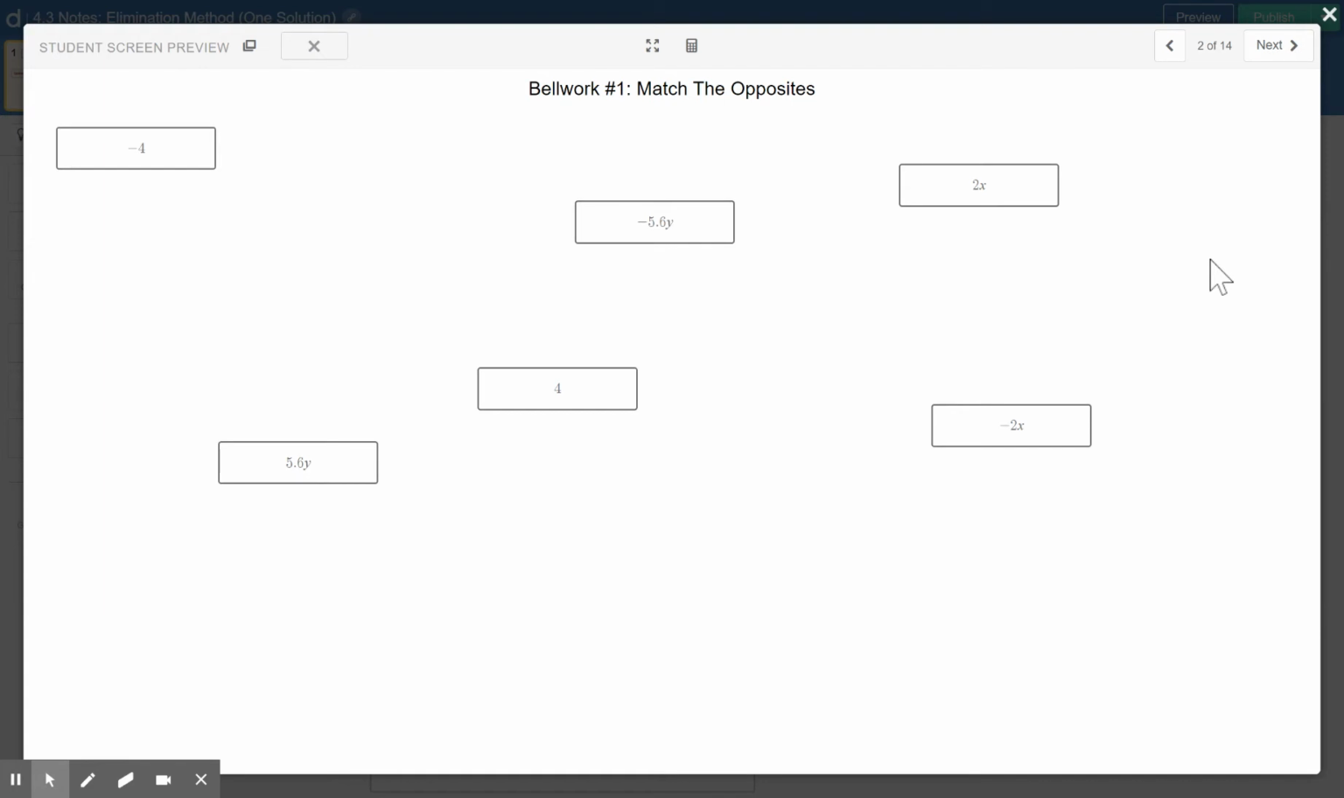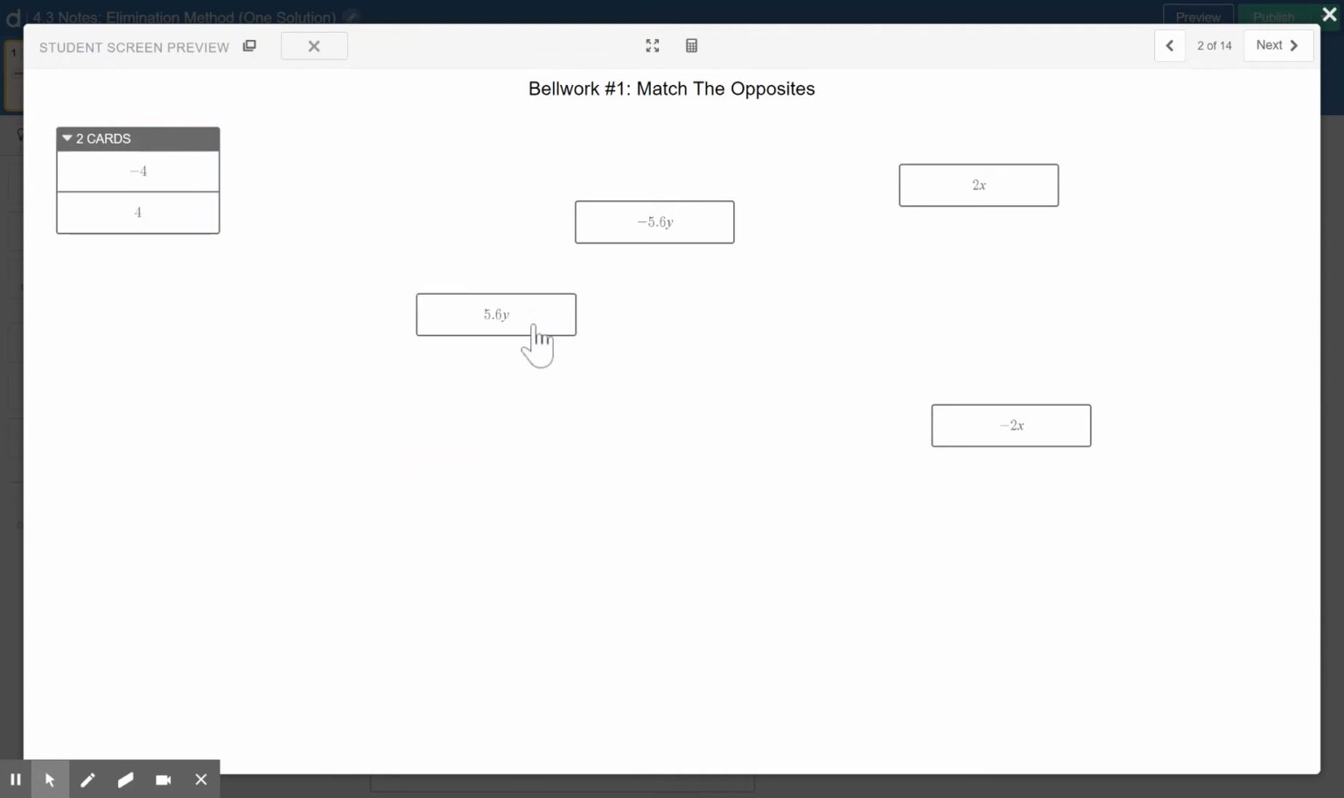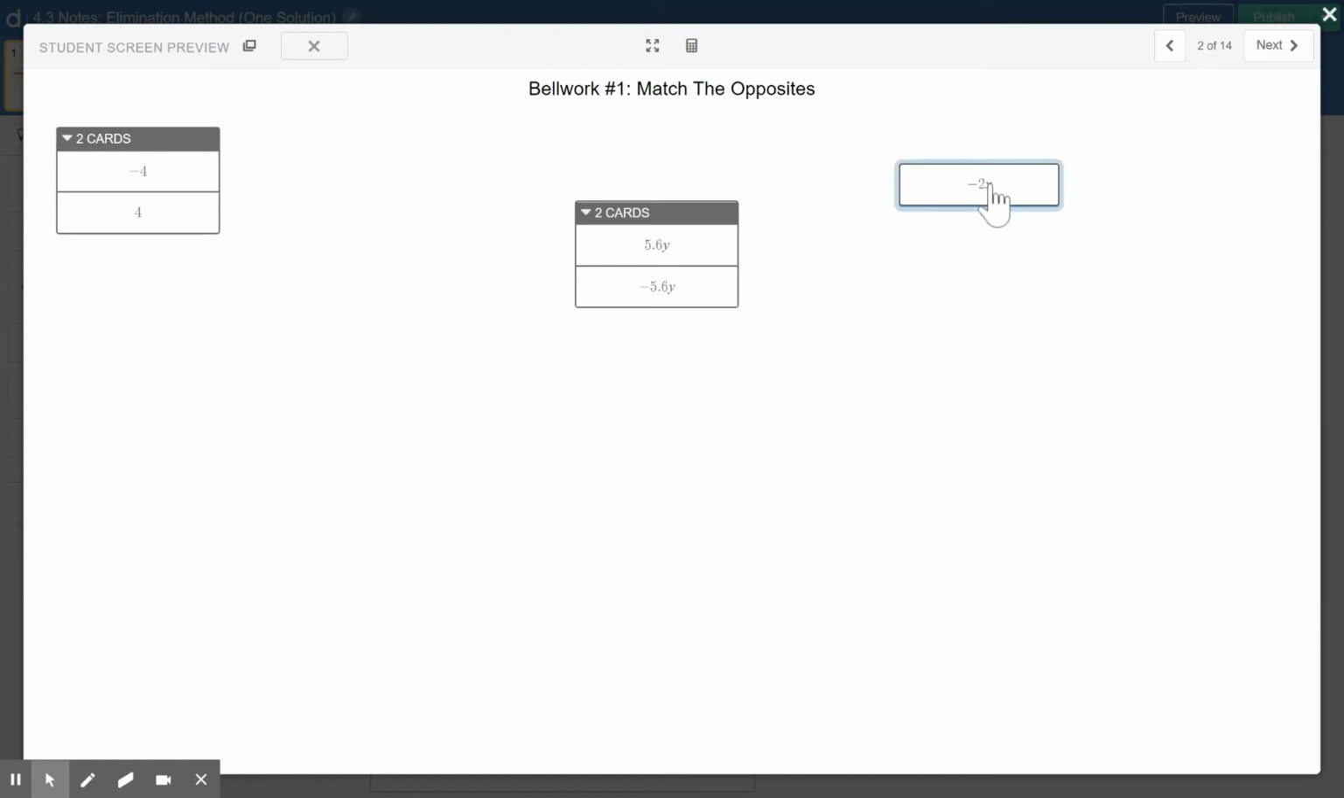So for bell work, I chose to start off thinking about opposites because we're going to be dealing with opposites a lot. So opposite integers: -4 and 4, they have different signs. And then also opposite terms. So think of positive 5.6y and negative 5.6y. And then 2x and negative 2x.